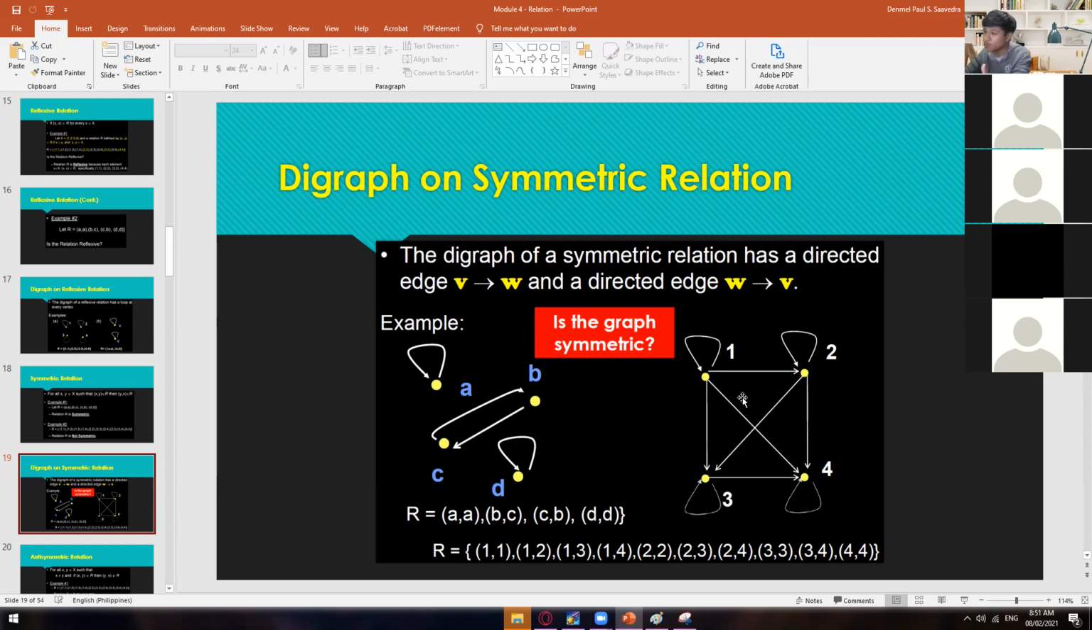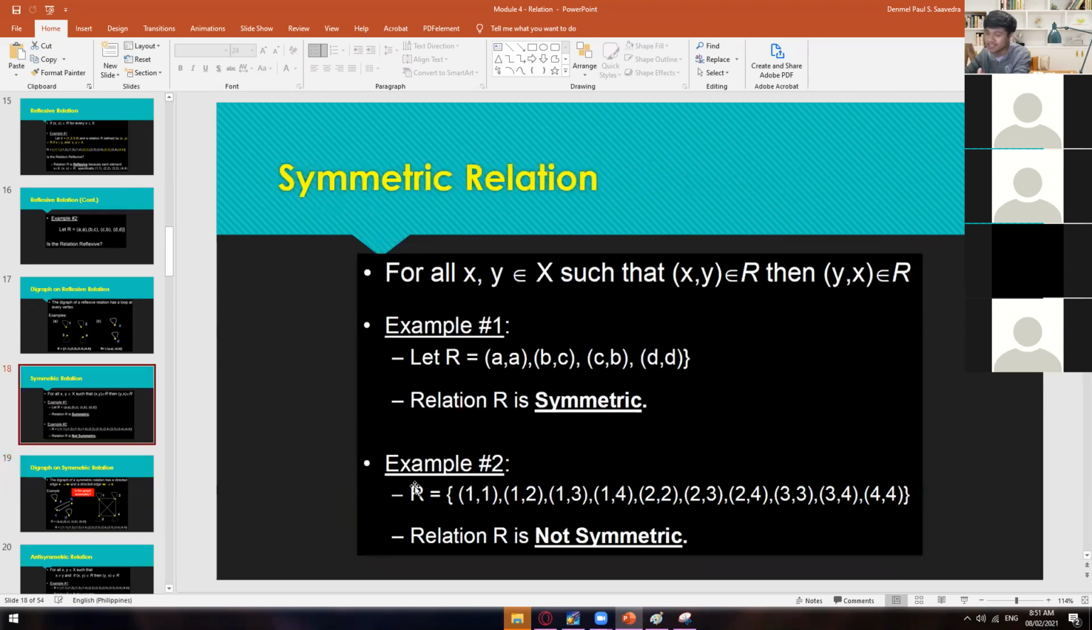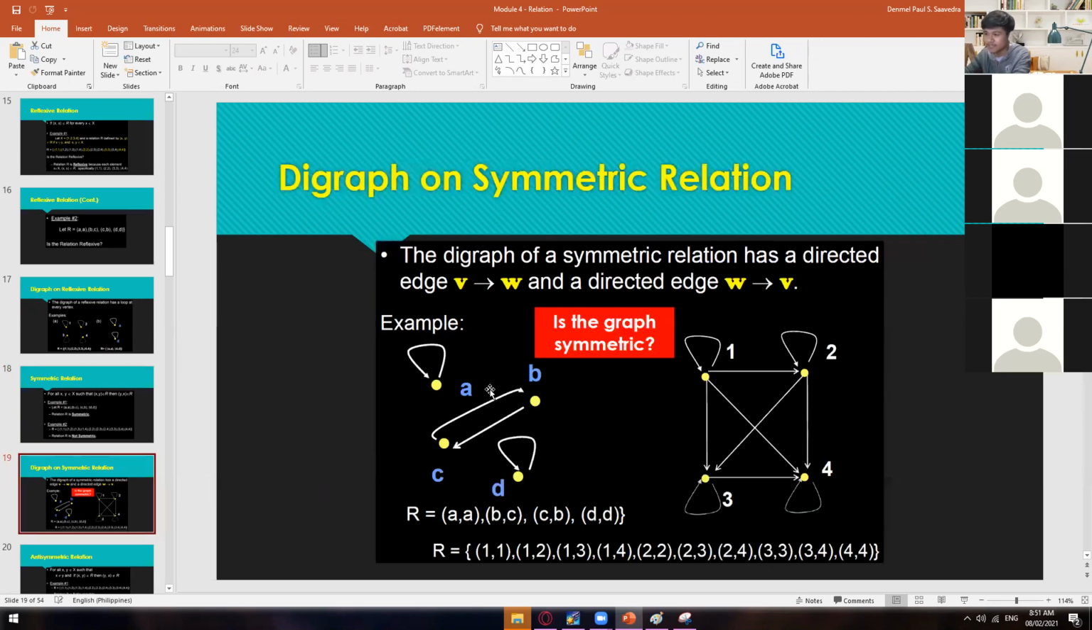Okay, so this one is not symmetric. So this one actually is example number 2, and this diagram is example number 1. This is just the representation of a diagram.